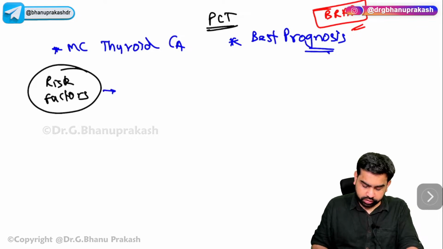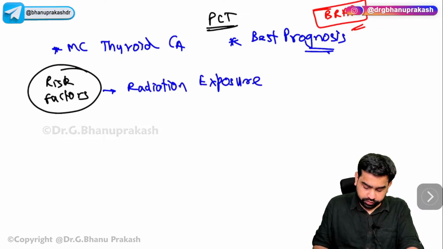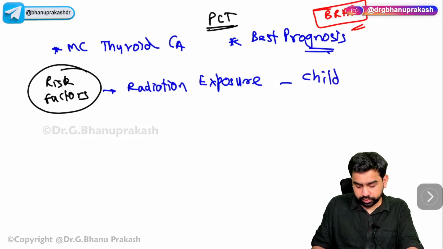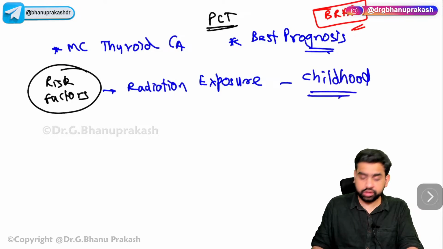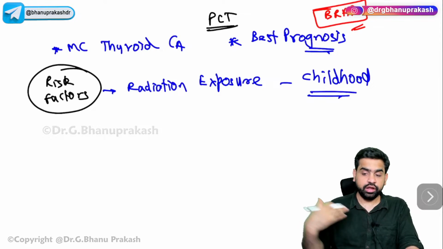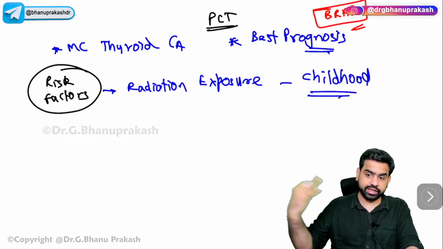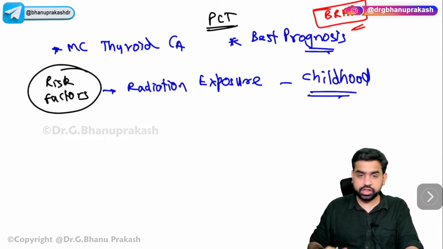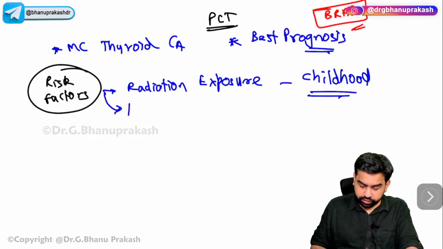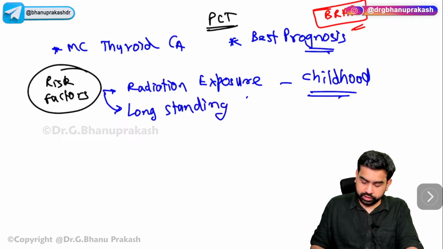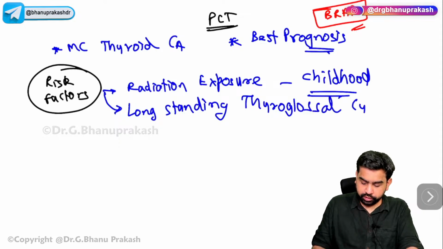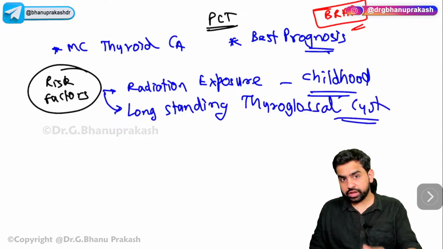The first risk factor is radiation exposure, which would have happened in childhood, probably because of some malignancy, like a head and neck malignancy or something like that. The patient would have received radiotherapy in childhood. That is one of the important risk factors. Another one is a long-standing thyroglossal cyst. Okay, so long-standing thyroglossal cyst. Do you understand my point?